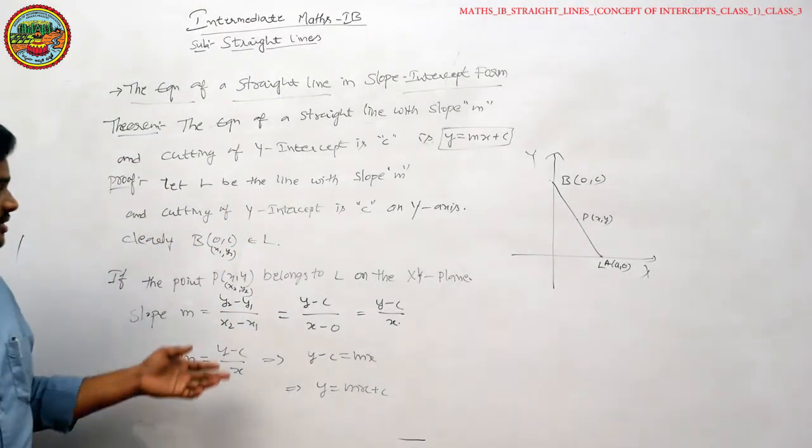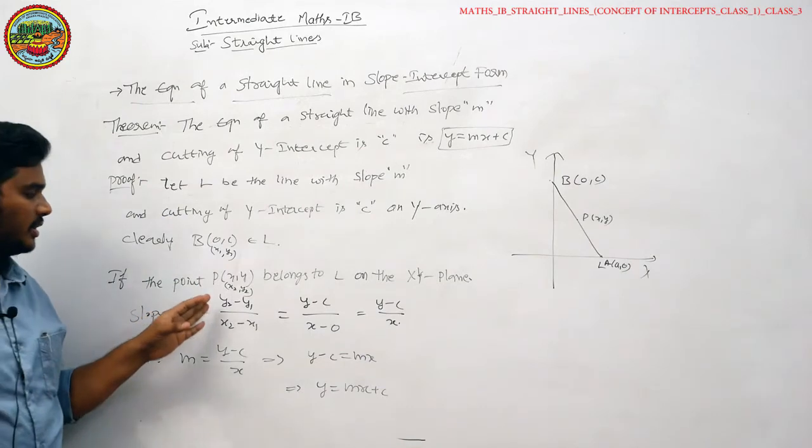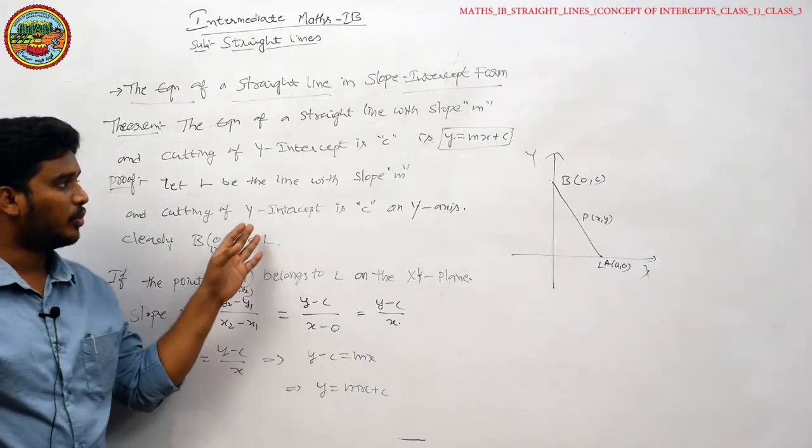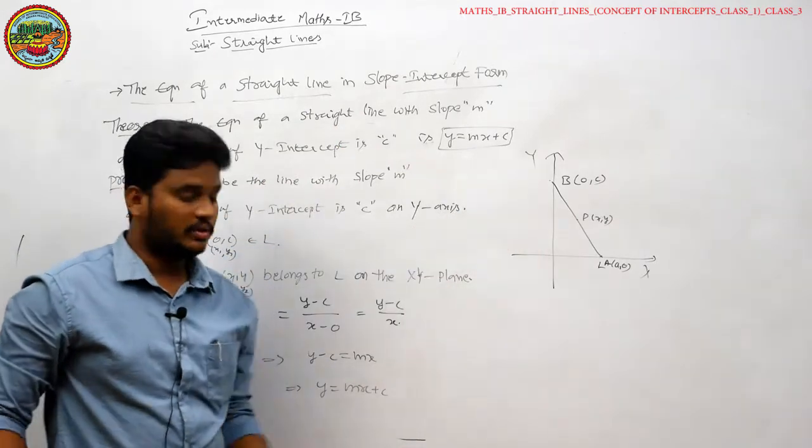Okay, so this is the equation of a straight line having slope m and having y-intercept c. Okay.